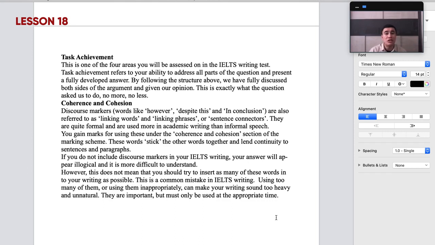If you don't include discourse markers in your IELTS writing, your answer will appear illogical and it's more difficult to understand. And of course, this doesn't mean that you should try to insert as many of these words into your writing as possible. This is a common mistake in IELTS writing. Using too many of them or using them inappropriately can make your writing sound too heavy and unnatural. They are important, but must only be used at the appropriate time. So remember, your reports and essays must always be natural. So try to construct them in a way that native speakers would do.